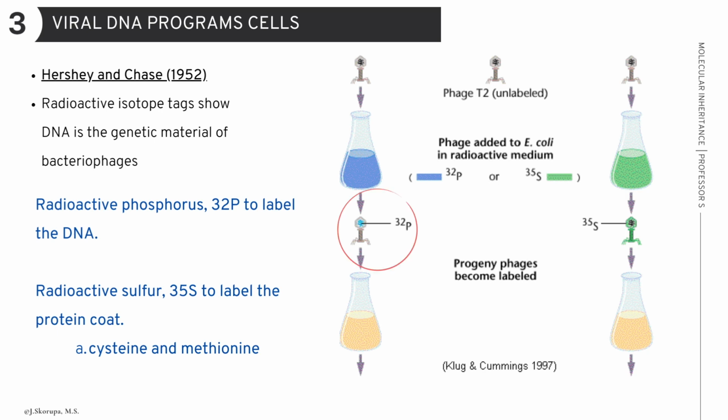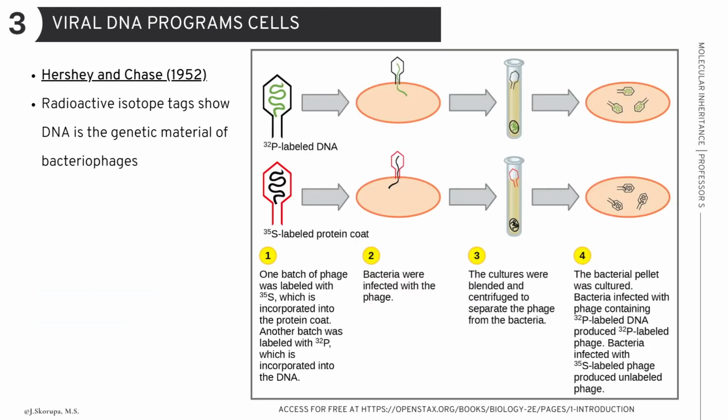The T2 phages were then allowed to infect bacteria. In step 3, the cultures were collected. We saw step 1 and 2 in the previous slide. So in step 3, the cultures were collected and separated. The scientists only wanted the now infected bacteria. In step 4, the bacterial pellets were cultured and analyzed.